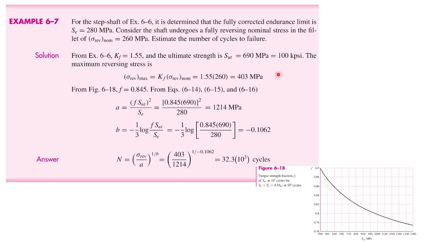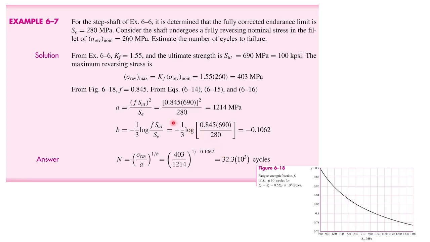Okay? A and B are two constants that are calculated from these equations. If you can remember the equation, (f Sut)^2 over SE, and minus one third log (f Sut) over SE. This is A and B. The SE is the fully corrected endurance limit. F is the fatigue strength fraction that can be defined from this chart. We took this chart before. Knowing the ultimate tensile strength, you would go and get the F, which is the fatigue strength fraction.